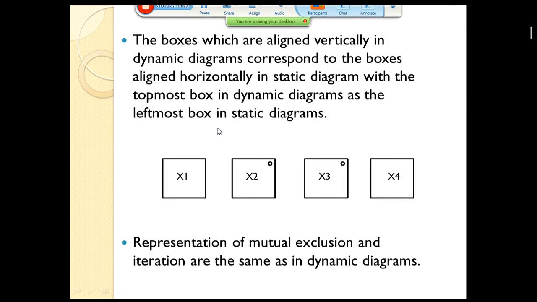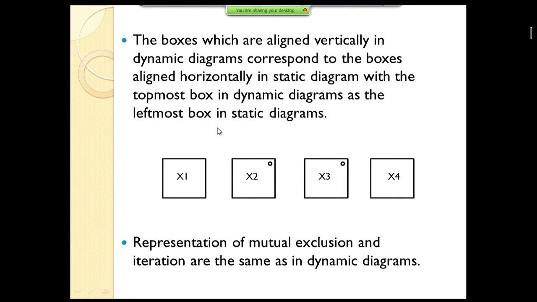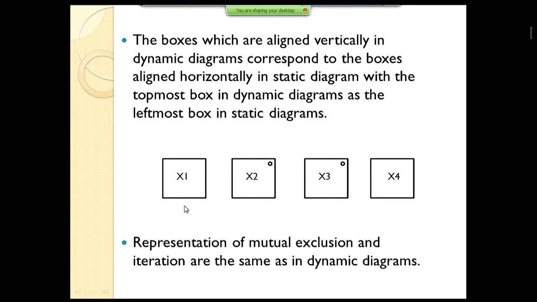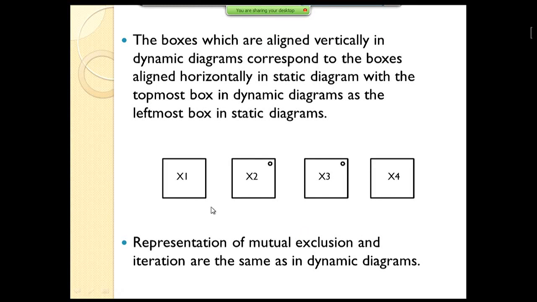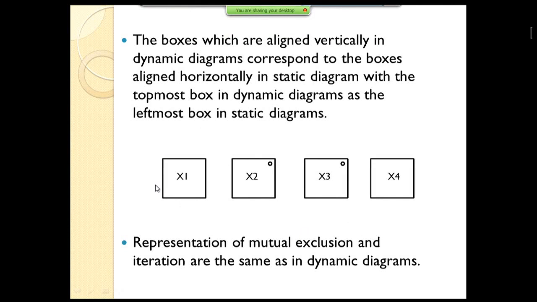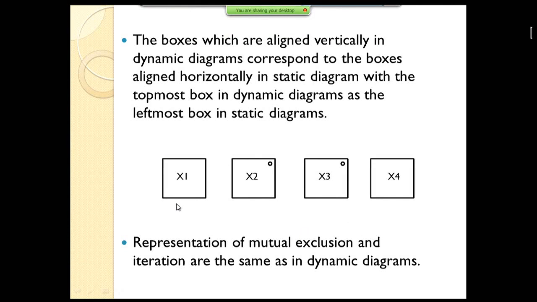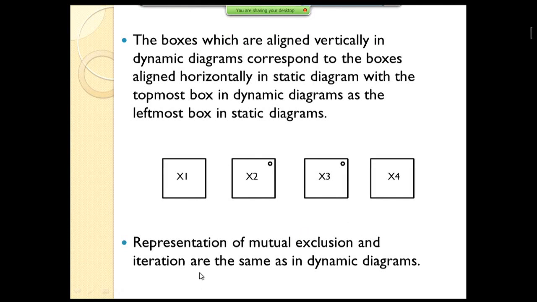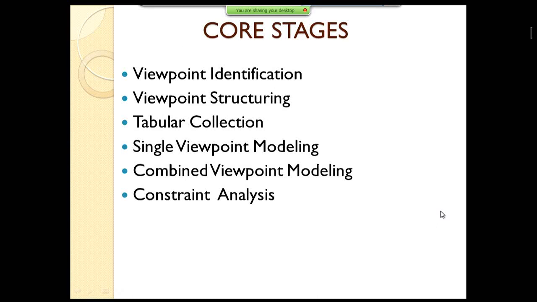In dynamic diagrams we saw that all the simultaneous actions are represented vertically, whereas in static diagrams all the simultaneous actions are represented horizontally. In dynamic diagrams, the topmost box is represented as the leftmost box in the static diagrams, and the representation of mutual exclusion and iteration are the same as in dynamic diagrams.